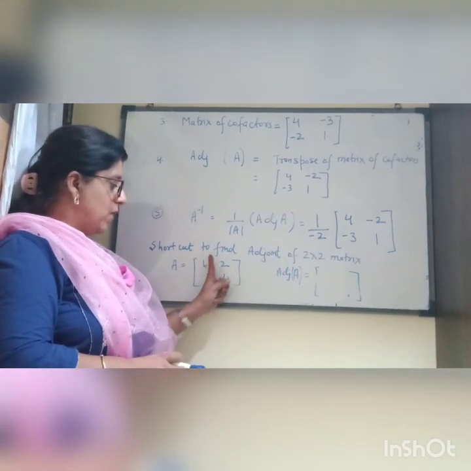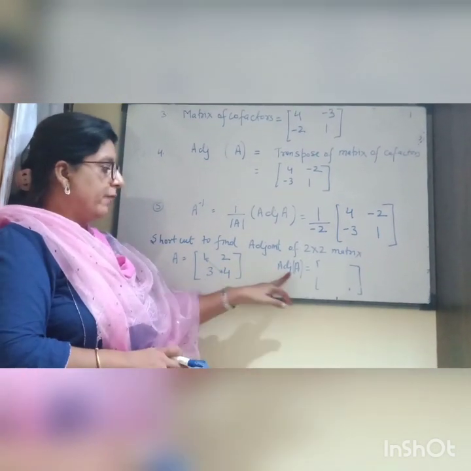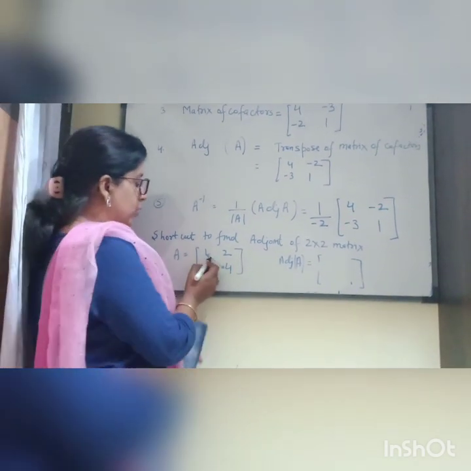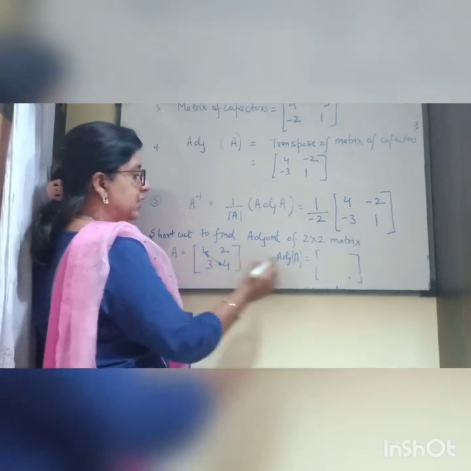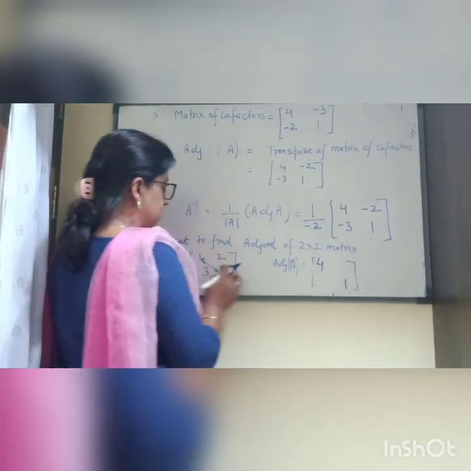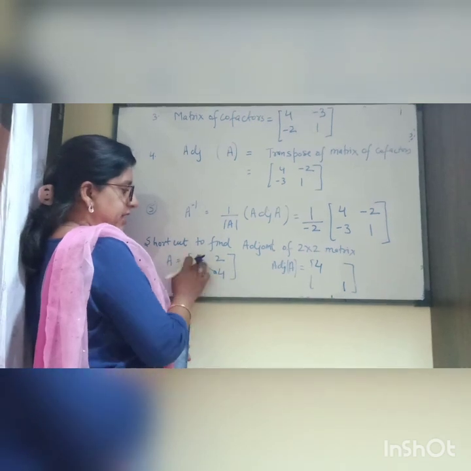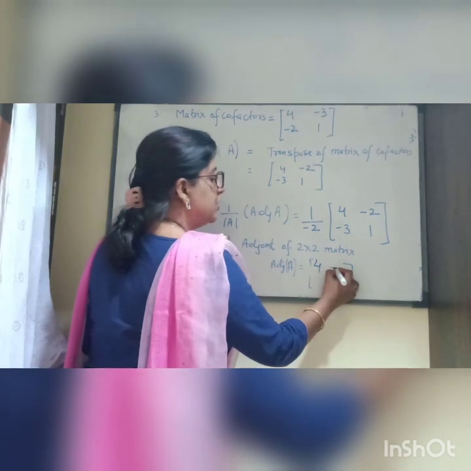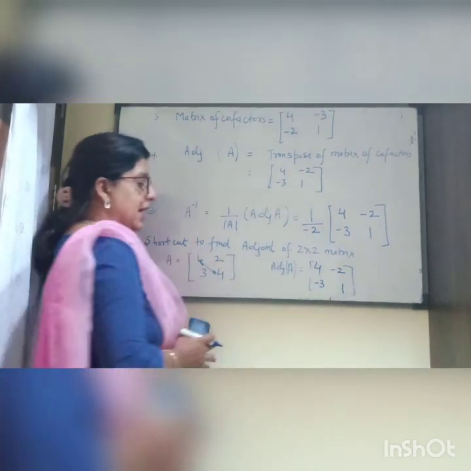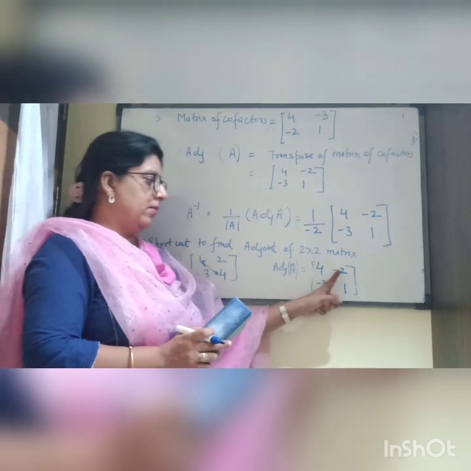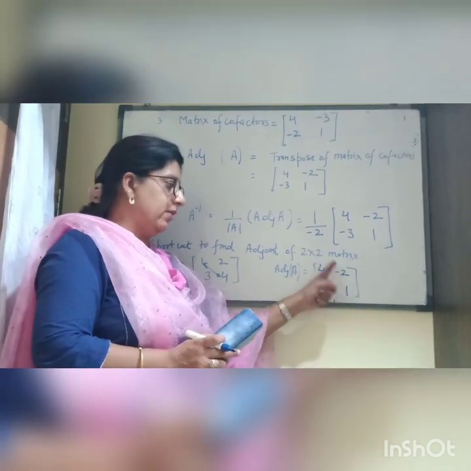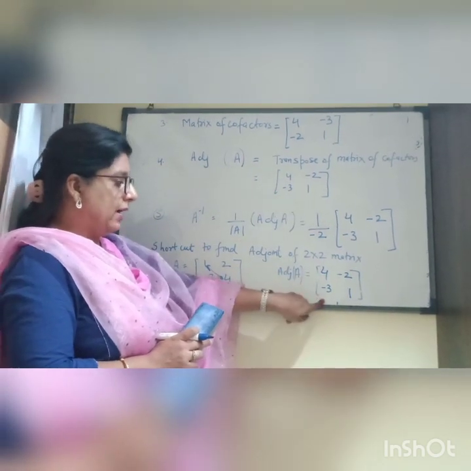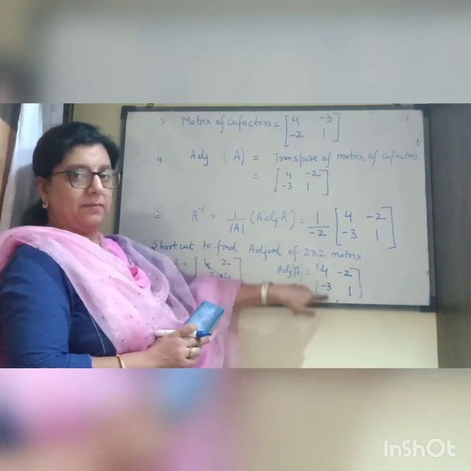Now the same thing, a shortcut to find the adjoint in the fourth step, directly for a 2 by 2 matrix. The matrix A is 1, 2, 3, 4. If we want to find adjoint A directly, then interchange the diagonal elements 4 and 1, interchange their places, and for the non-diagonal elements just change the sign. If they are positive, make them negative. If they are negative, make them positive. So you can see that the adjoint here and here are the same.